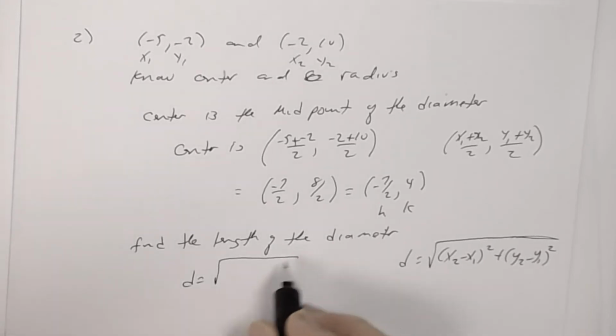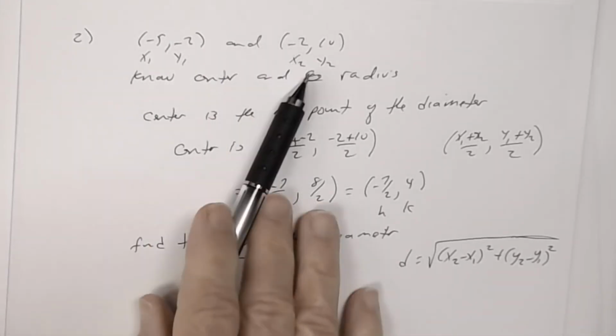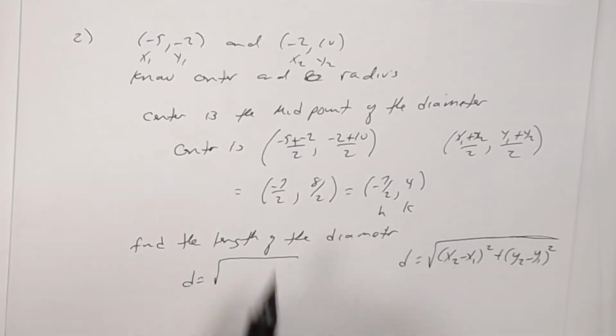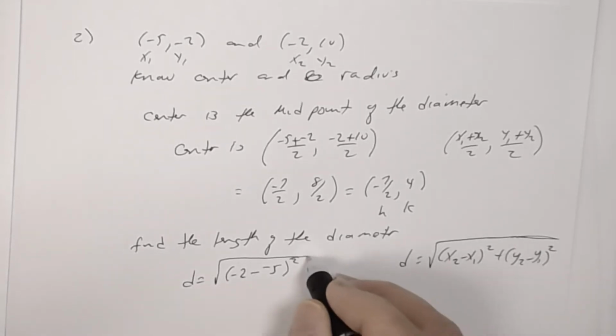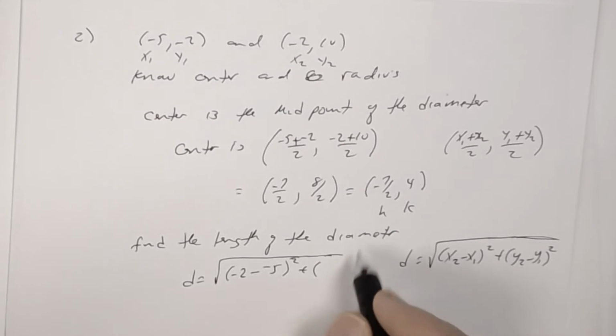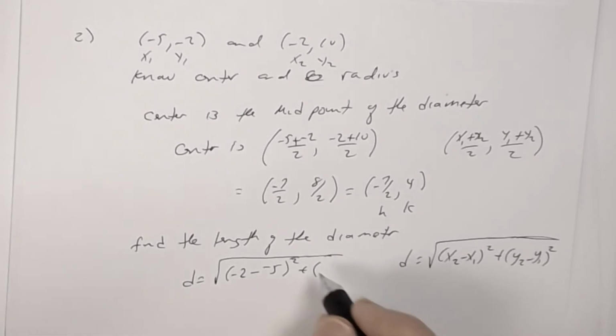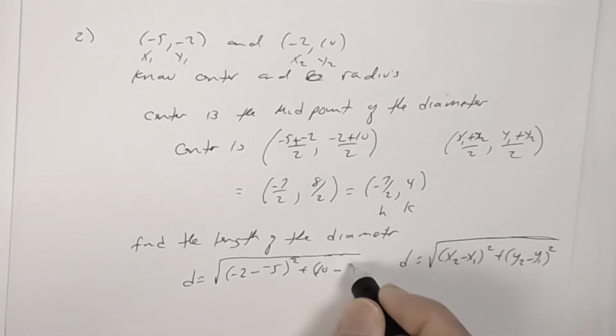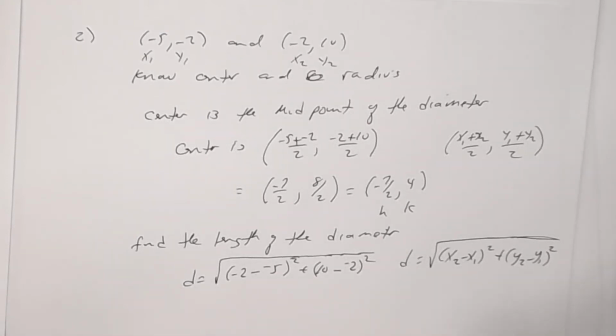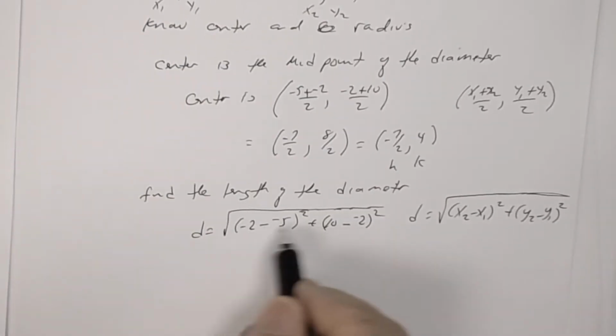So the distance will be the square root of, you subtract the x coordinates. It doesn't matter where you start, I'm just going to start with -2. So -2 subtract -5. You've got to remember you're subtracting the x coordinates, and you're squaring. Plus, you do the same thing with the y coordinates. My y coordinates are 10 and -2, so 10 subtract the other y coordinate, which is -2. Whatever that is, we're going to square it. Now go ahead and deal with the radicand.